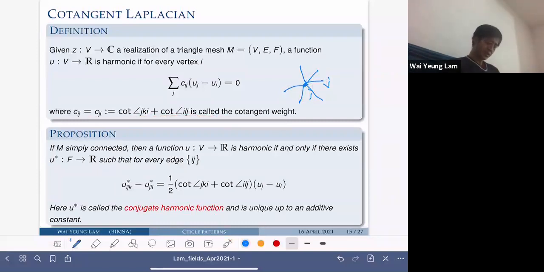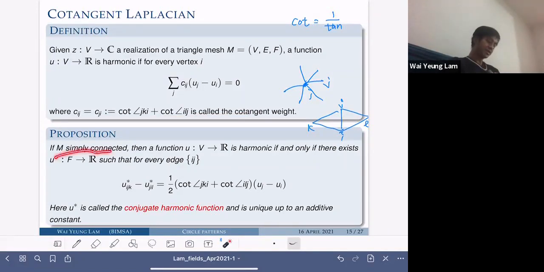So what are these? If you look at an edge ij, then you have two neighboring triangles, k and l. Now I want to compute the weight for this edge: it is the cotangent of this angle plus the cotangent of this angle. In case of confusion, what I mean by cotangent is just 1 over tangent. So the cotangent weight Cij on this edge is the cotangent of this angle plus the cotangent of this angle.